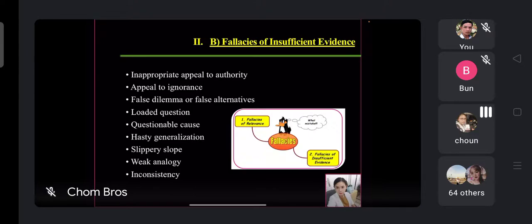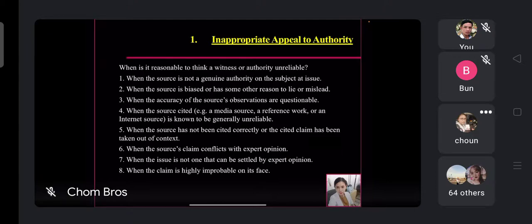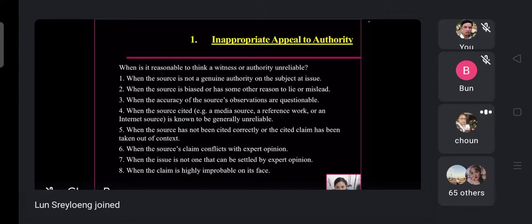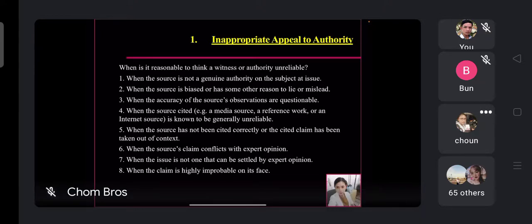Please move to the next slide. This is my point that I raised, and another point my group will respond to. We talk about inappropriate appeal to authority. The fallacy of inappropriate appeal to authority is committed when the arguer cites a witness or authority who there is good reason to believe is unreliable.